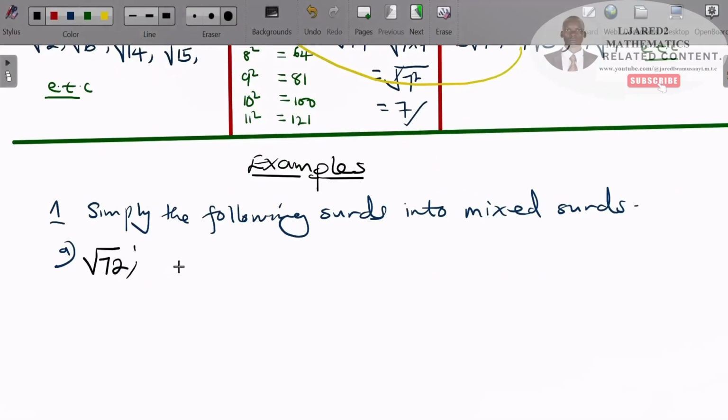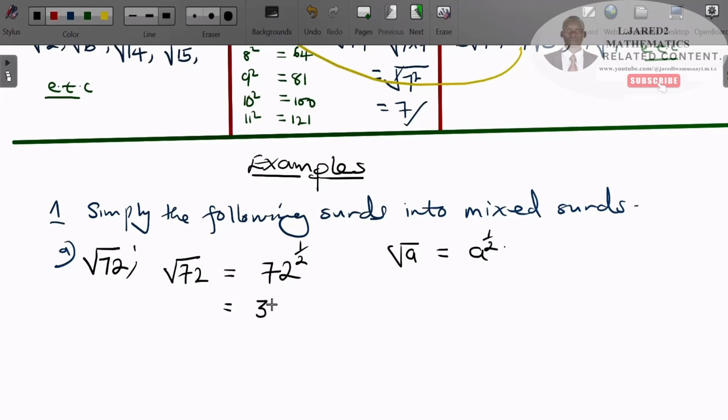This is the same as having the square root of 72, the same as 72 power a half. Remember, when you have the square root of a, this is the same as a power a half, from the rules of indices. So the square root of 72 is the same as 72 power a half. And in here we look for two numbers which when multiplied can give us 72. We can see that we have 36, and when multiplied by 2 we get back 72, but the whole of this is power a half. So this is the same as having 36 power a half multiplied by 2 power a half.